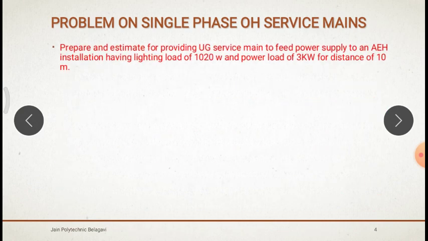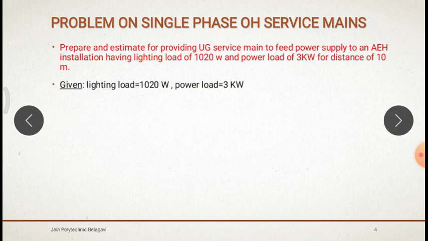So what is the problem? First, prepare an estimate for providing underground service main to feed a power supply to an installation having lighting load of 1020 watt and power load of 3 kilowatt for a distance of 10 meter. So what is the given data in this problem? They are telling lighting load 1020 watt and power load 3 kilowatt, and the distance from the pole to the consumer side is 10 meter. Okay, this is the given data.